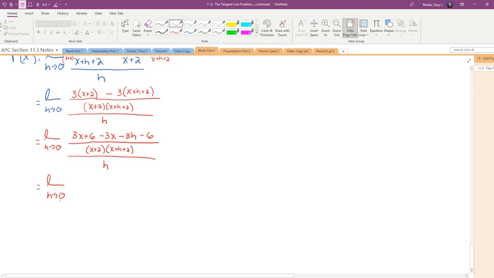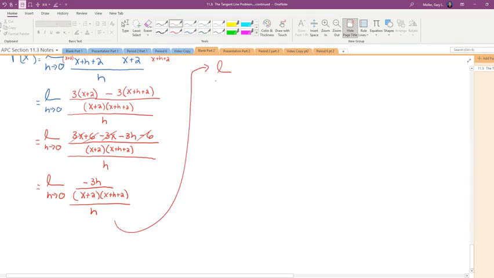All right, what happens here? My 3x's cancel. Oh, my 6's cancel. That leaves me with negative 3h over x plus 2 times x plus h plus 2, all over h. Dividing with a fraction within a fraction, we know we're going to want to multiply by the reciprocal. I'm going to go ahead and just move that work up here.